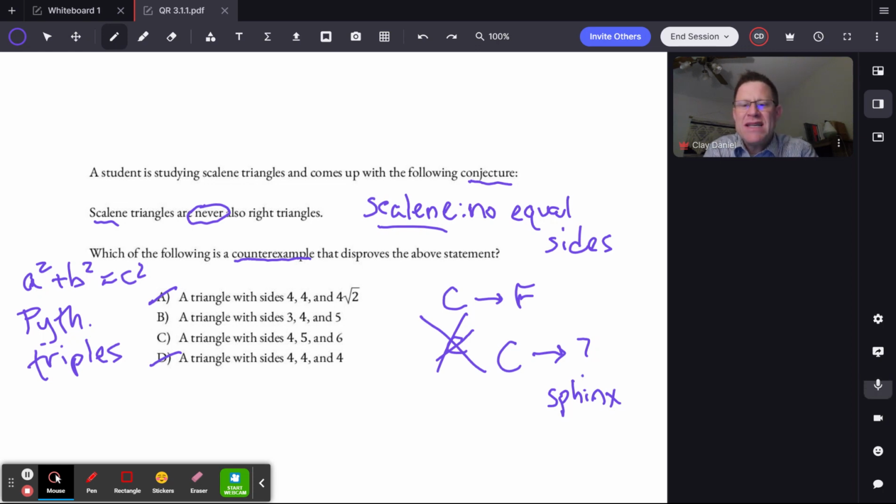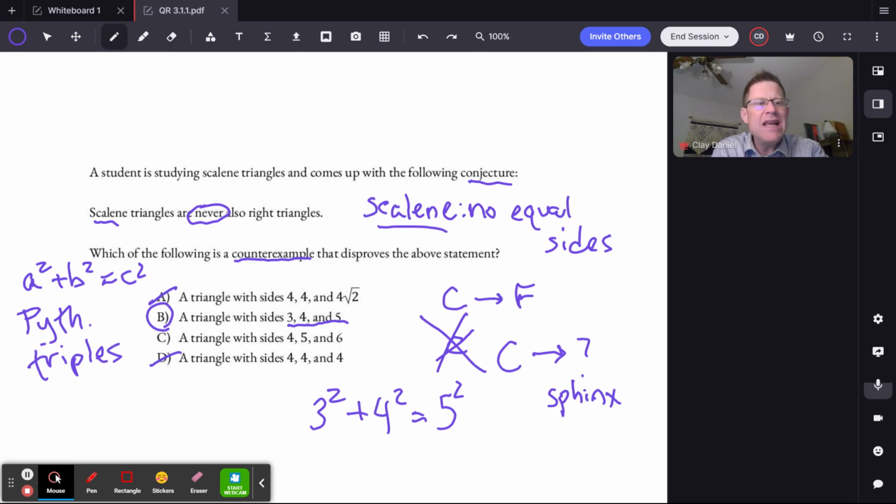But the most famous example is right here, because 3 squared, that is 9, plus 4 squared, that is 16, equals 5 squared, that is 25. So we know that answer B is our answer because it is a scalene triangle that is nevertheless a right triangle. So it serves as a counterexample. If you try C to confirm and plug it into a squared plus b squared equals c squared, you will find that 4 squared plus 5 squared does not equal 6 squared. So we'll fully confirm there.